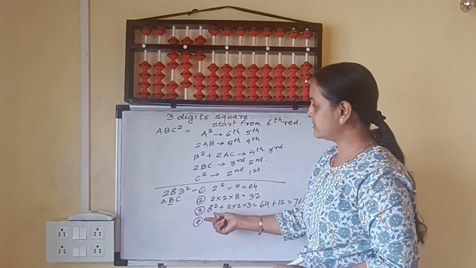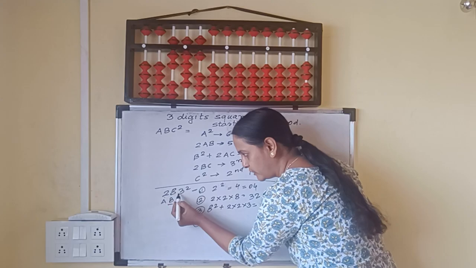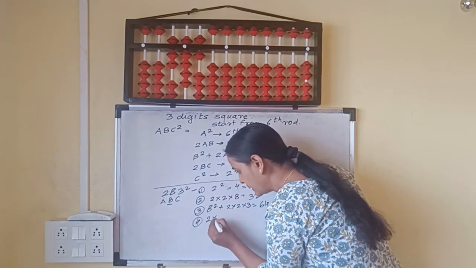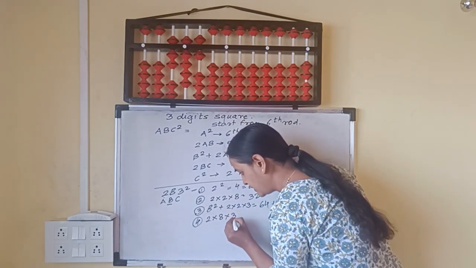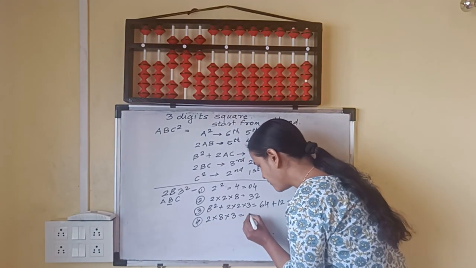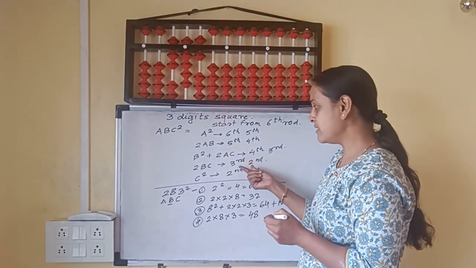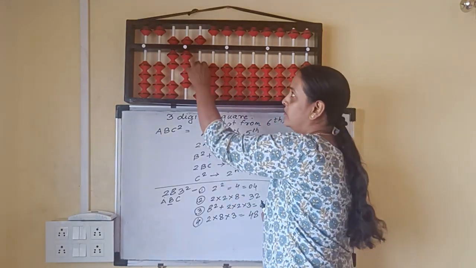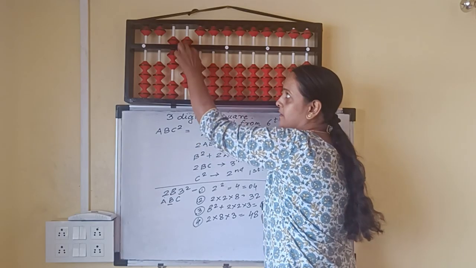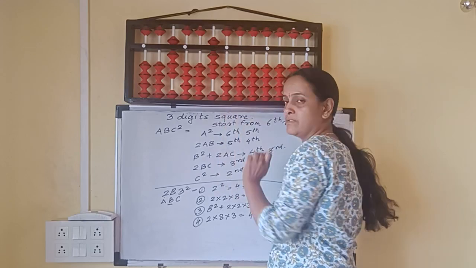Now the fourth step is 2BC, which is 2 into 8 into 3. What is 2 into 8 into 3? This is 16, times 3 is 48. And 48 we add on the third and second rod: 40 on this rod and 8 on the second rod.